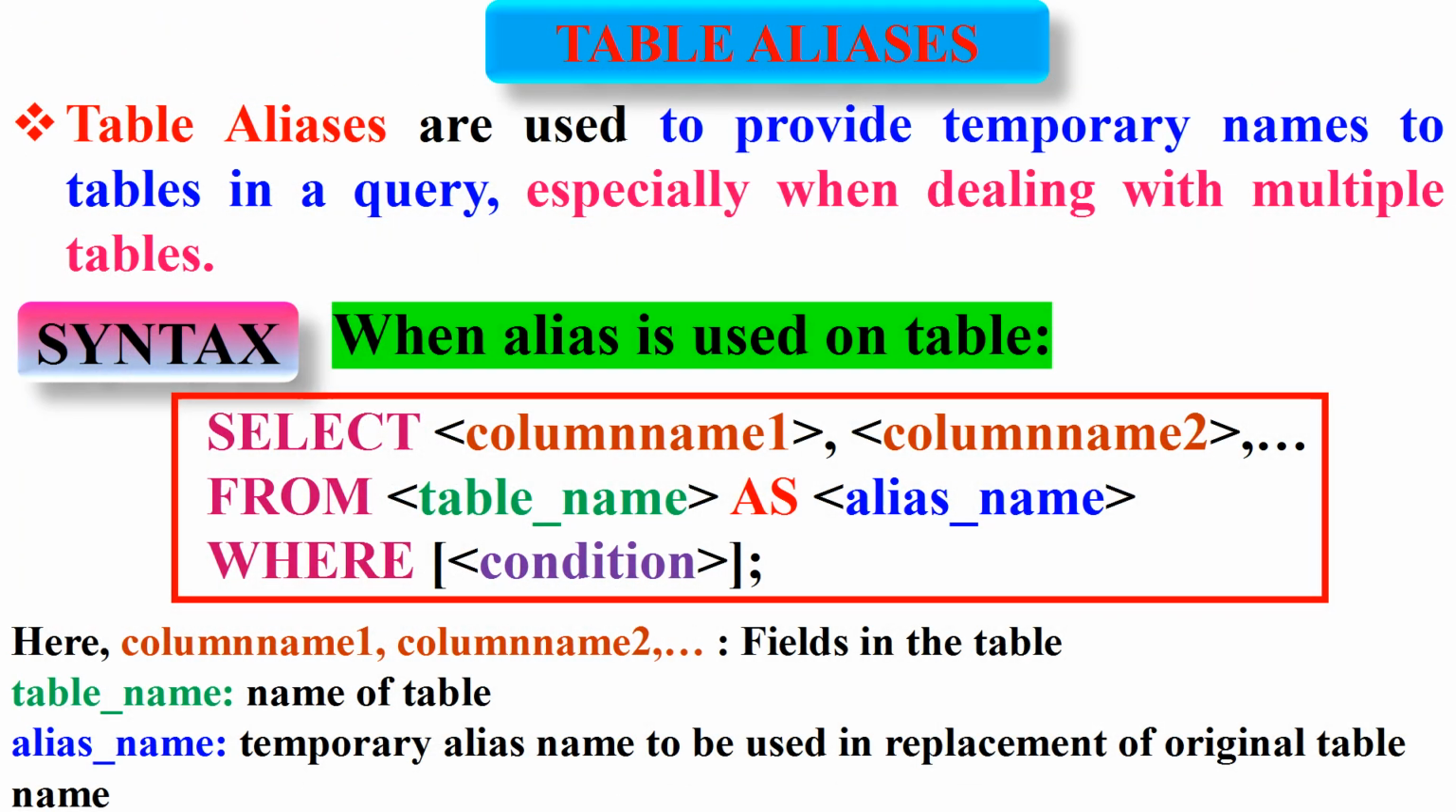Let's learn about table aliases. Table aliases are used to provide temporary names to tables in a query, especially when dealing with multiple tables. The syntax is SELECT column_name1, column_name2, and so on, FROM table_name AS alias_name WHERE condition; Here, column_name1, column_name2 are the fields in the table. table_name is the name of the table. alias_name is the temporary alias name to be used in replacement of the original table name.